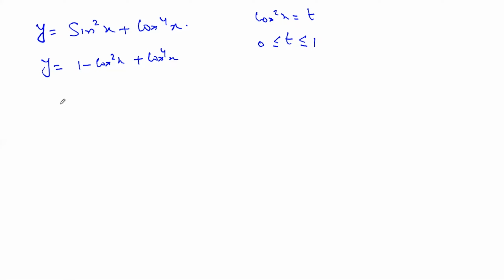So if I have taken t, then y is equal to t square, this cos to the power 4x, I'm writing t square, minus t plus 1, right? t square minus t plus 1. We have to draw the graph. This graph, right, what graph of quadratic. Or by transformation also we can do, right?